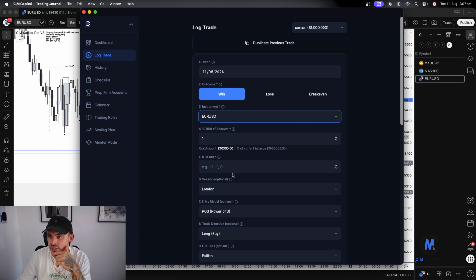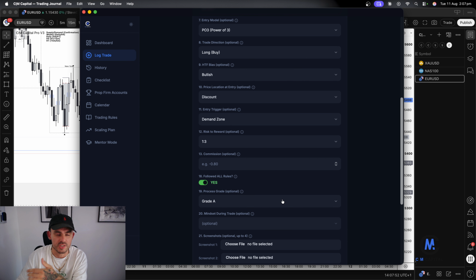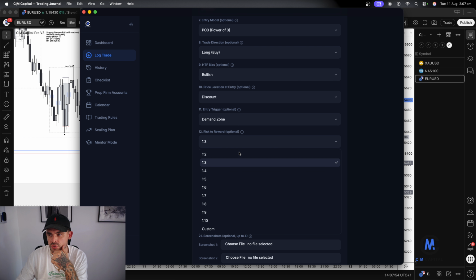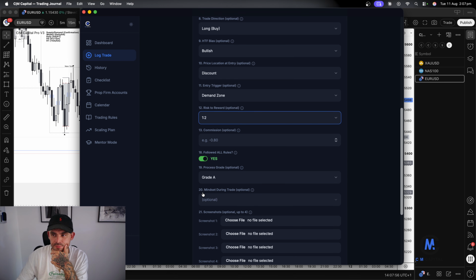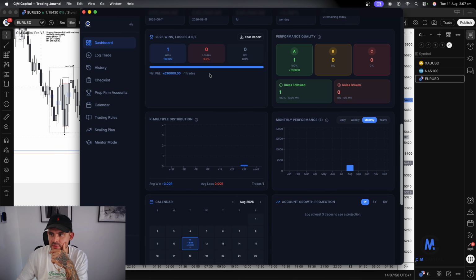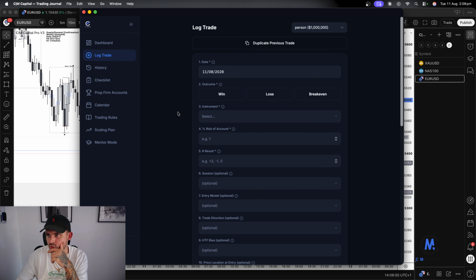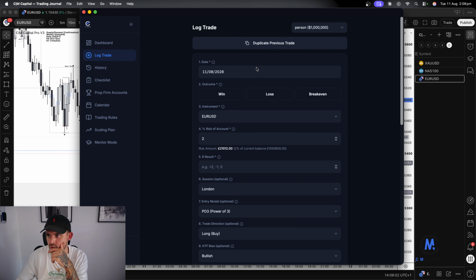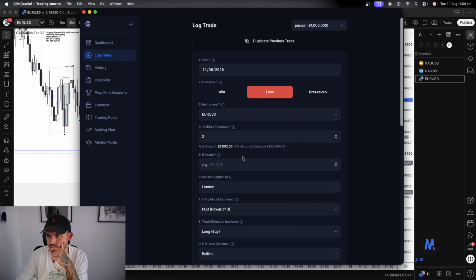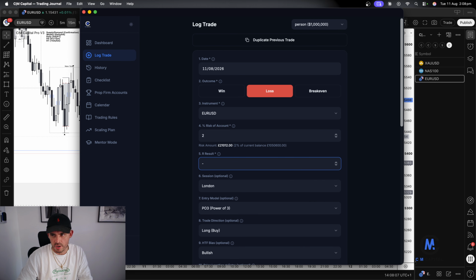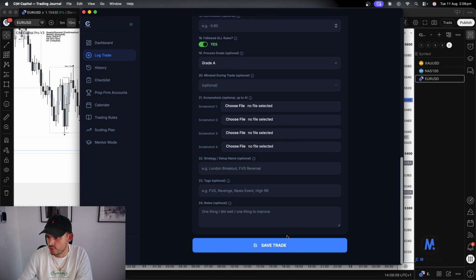Say this one was on EU, which is great, and we risked 2% on this trade, and we got a 2-to-1. At least everything else is filled out. So if you use the same trading methods and whatever else, then you can do that. So we can save that one. Let's just do the other one as a loss. So we'll do this next one as a loss. Duplicate that loss. We take a loss on this one. So let's do minus. Let's just do -3 just for the crack of it.